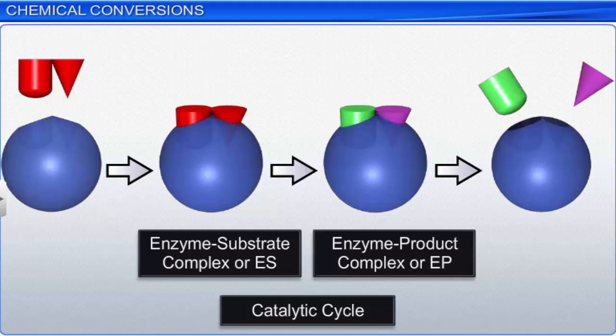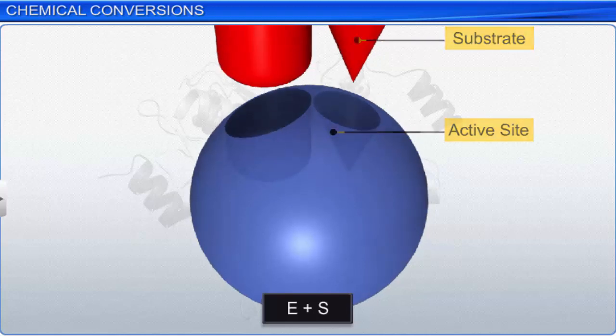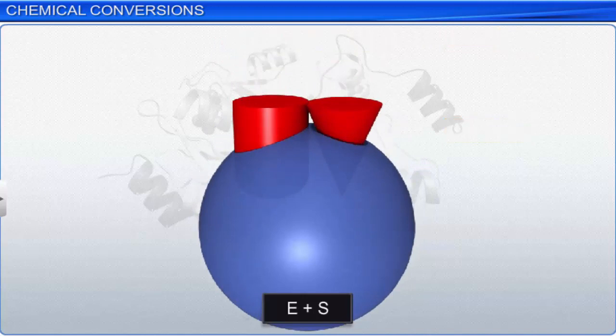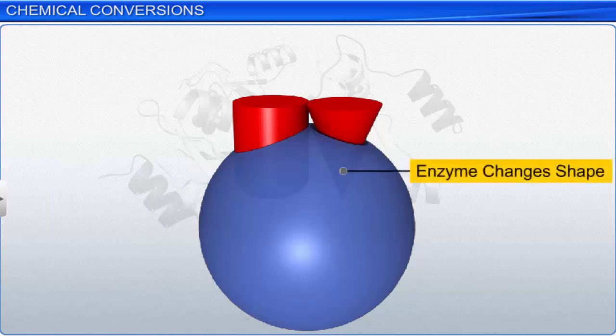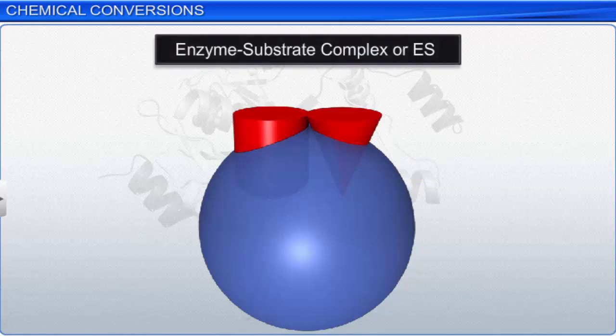First, the substrate S binds to the active site of the enzyme and fits itself inside a given cleft or pocket. In the second step, the binding of the substrate forces the enzyme to change its shape and fit more tightly around the substrate. This leads to the formation of a highly reactive enzyme-substrate complex or ES complex.